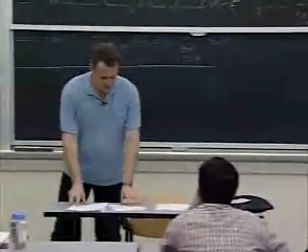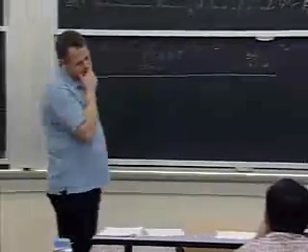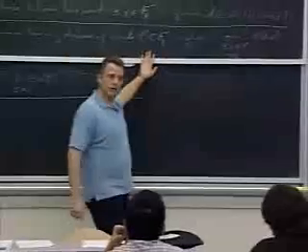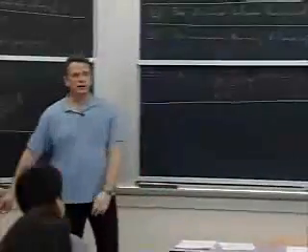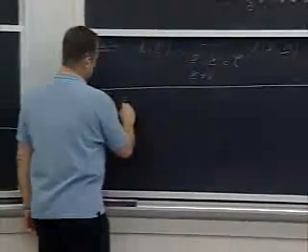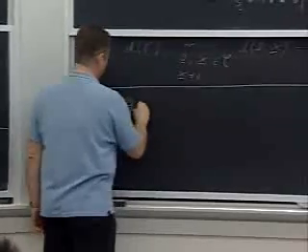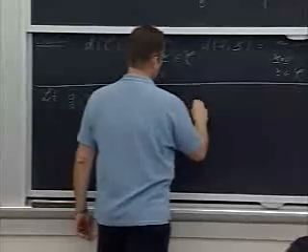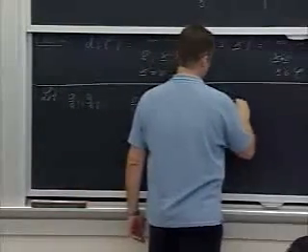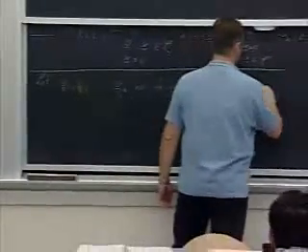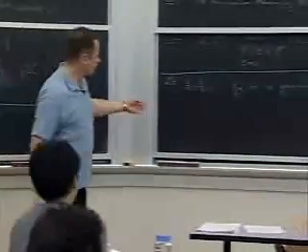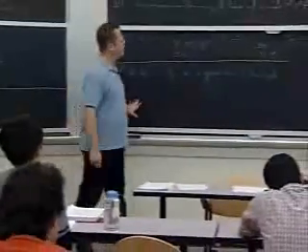So C, the code here, is a subspace. It's a linear space, so it has a generator. It has k generators. So let g1 to gk be k generators of the code. So it's a basis of the vector space. Any basis would be fine here.